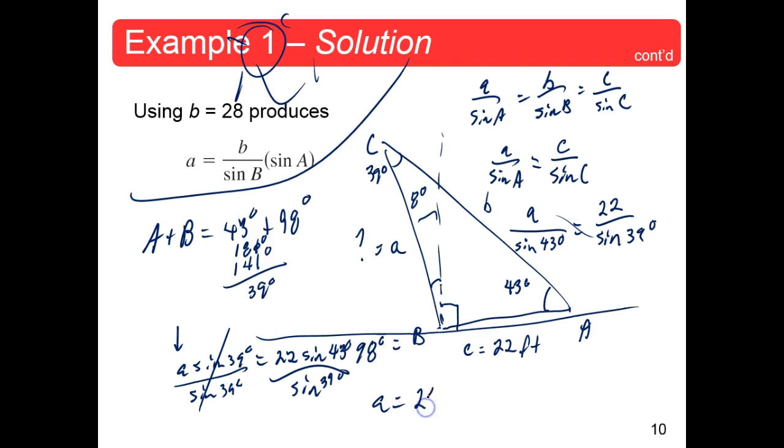Let's call it 24 feet. All right, let's see if that makes sense. We know this angle is 39 and that's 22. This is 43, larger than 39. We expect A to be larger than 22. Sure enough, it's 24. That looks reasonable.